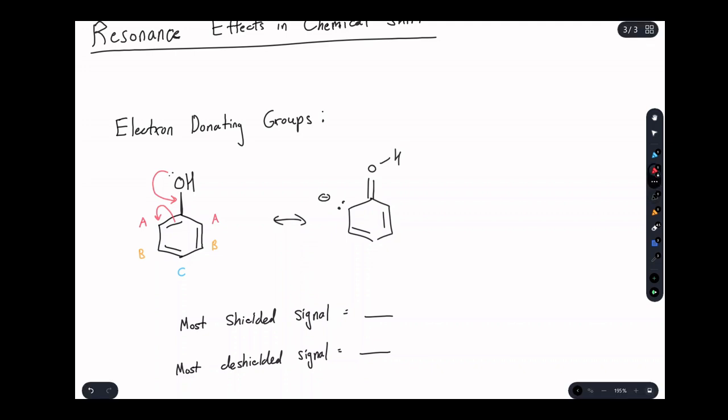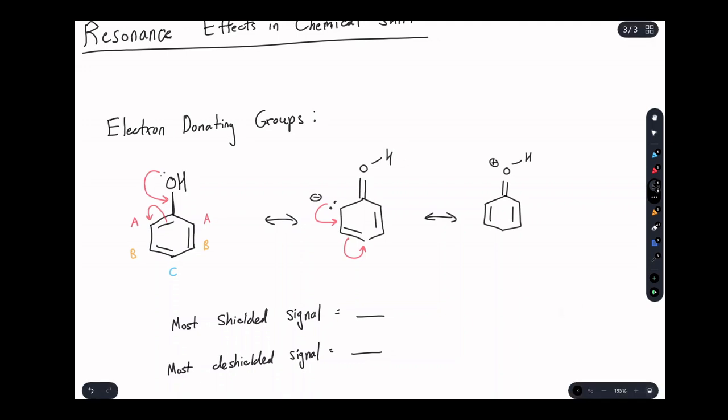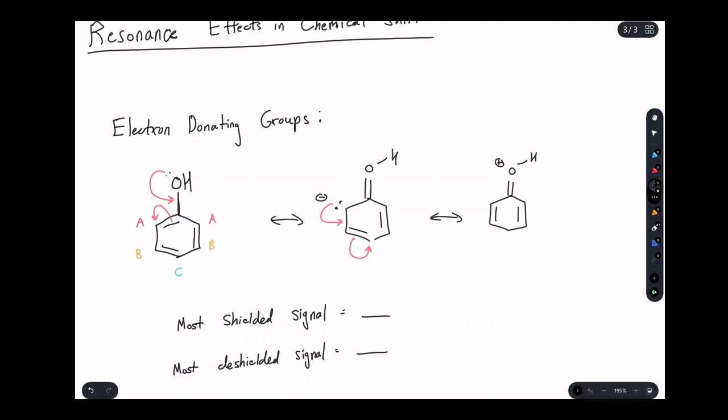And we could continue that movement throughout the benzene ring. I won't draw the last form, but there's also going to be a negative charge on this carbon as well, just like it was on this. We'll definitely spend more time on the idea of electron donating groups and withdrawing groups in the topics to come. But let's talk about how this could affect resonance, or how resonance, rather, could affect chemical shift.